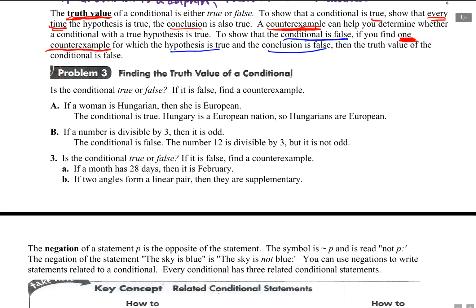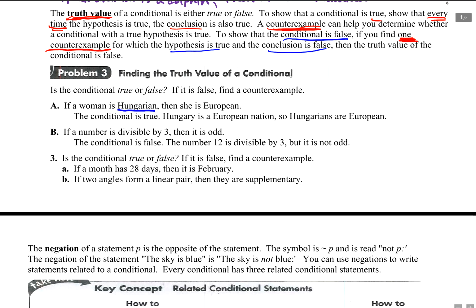If a woman is Hungarian, then she is European. Now the book likes to tell us that this is true because Hungary is a European nation. So Hungarians are Europeans. This is one of my complaints about this book.